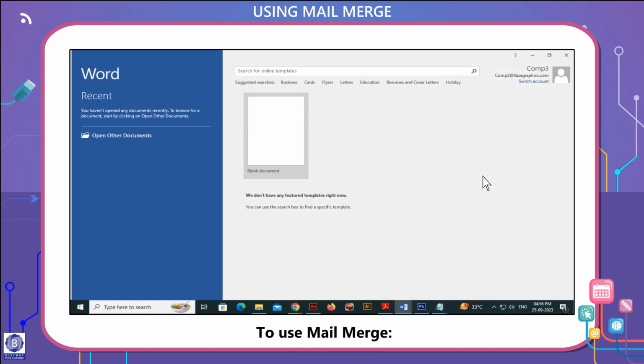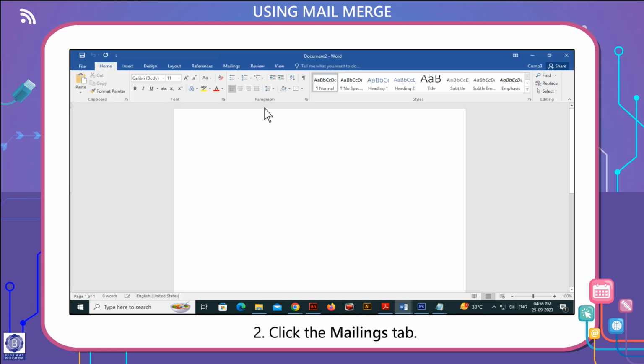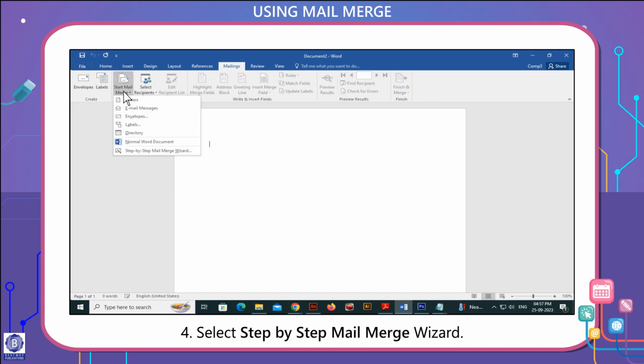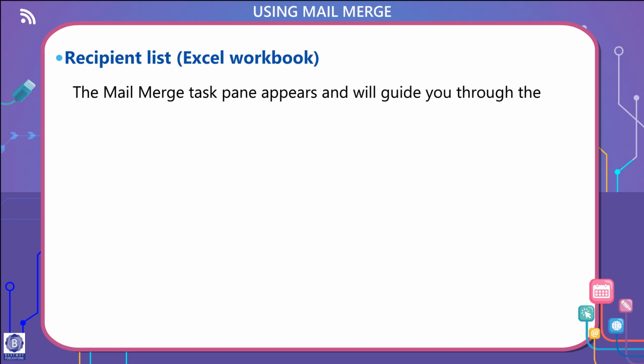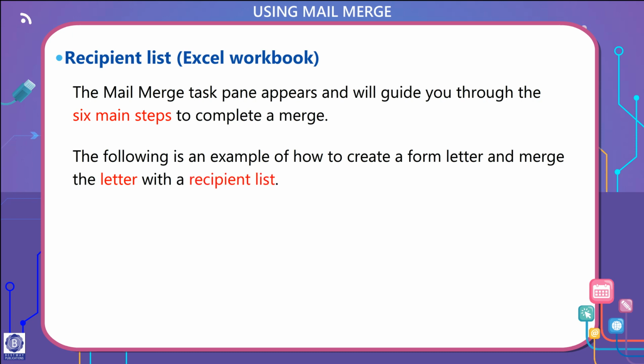To use mail merge, open an existing Word document or create a new one. Click the Mailings tab. Click the Start Mail Merge command. Select Step-by-Step Mail Merge wizard. The Mail Merge task pane appears and will guide you through the 6 main steps to complete a merge. The following is an example of how to create a form letter and merge the letter with the recipient list.